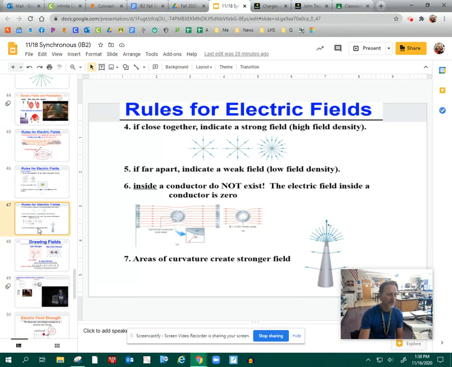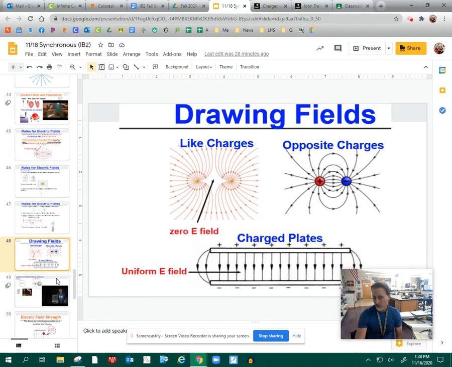So these are all just some rules of fields. I want you guys to know how to draw fields, but the main things I want you to know how to draw are fields where you have like charges, and you notice there's zero E field in between them. I want you to be able to draw fields that have opposite charges where you have strong field lines between them. And then when you have charged plates, you end up with what we call a uniform electric field between them.